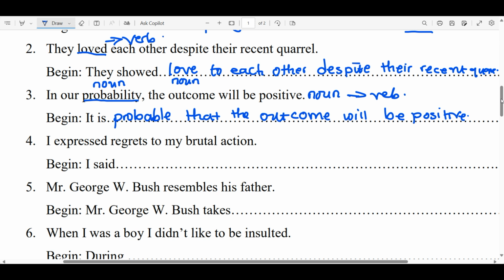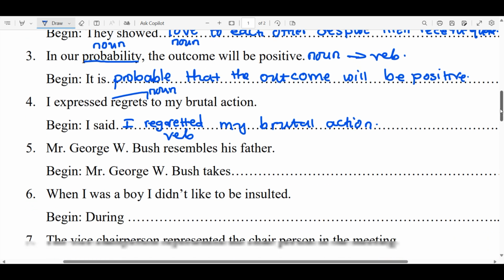We move on to number 4. I express regrets to my brutal action. So regrets in this case represents a noun. Now if you look at the beginning, I said, I regretted. So the word regretted is a verb. So we are changing from its noun form into its verb form. So I said I regretted my brutal action. We move on to number 5.